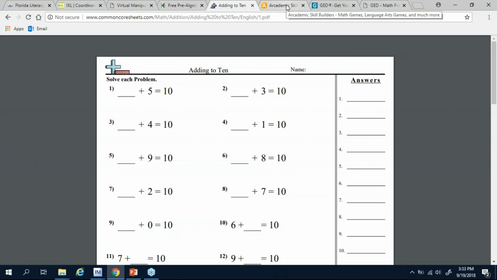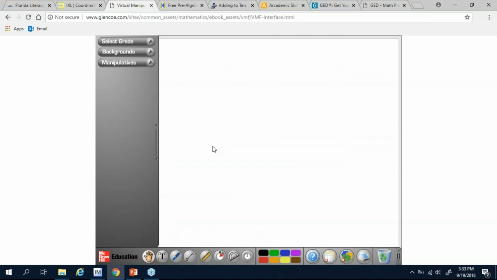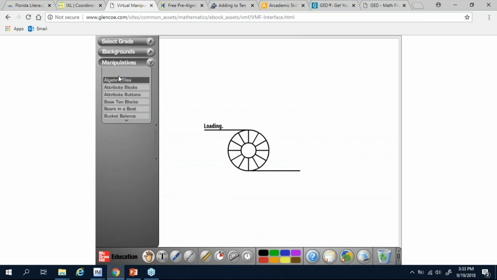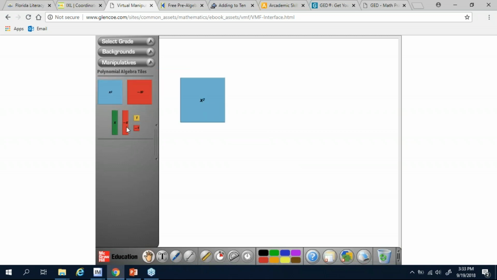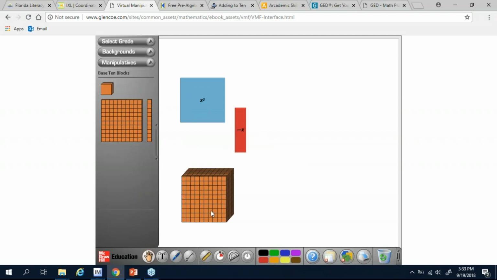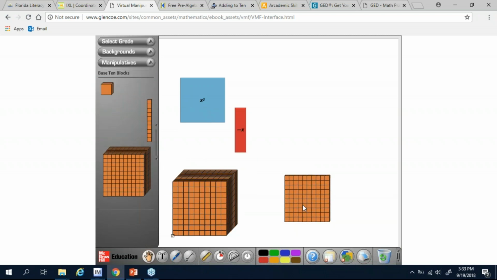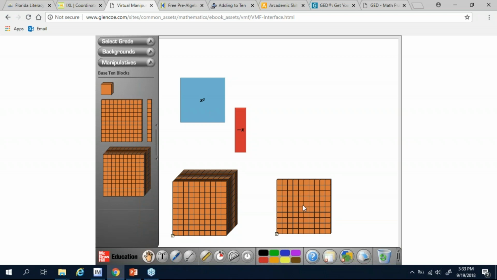Okay, one of the next websites that I want to show you, and I'm going to show you some of the manipulatives that I have in the classroom, but if you want a virtual version of manipulatives, you have a lot of choices here. For example, here's your algebra tiles. I use those from time to time. You have colored markers, you have base 10 blocks. There are a ton of different manipulatives here, and you can also print these manipulatives.